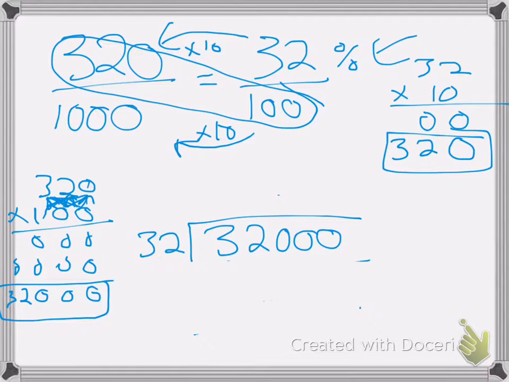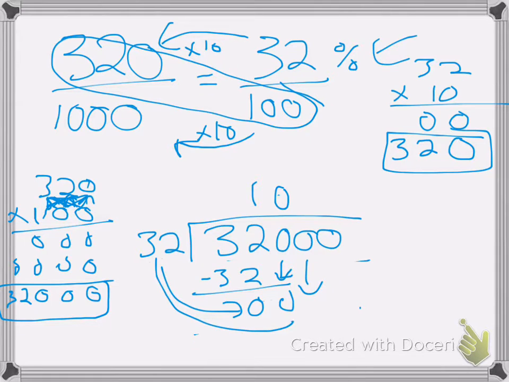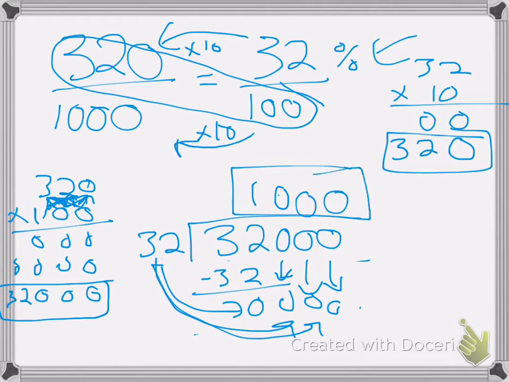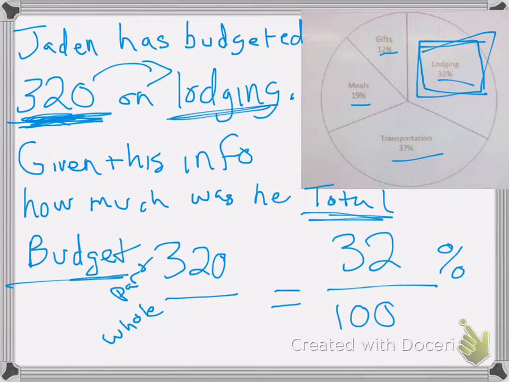32 goes into 32 one time. Subtract. You get 0. Bring down a 0. 32 goes into 0, 0 times. Bring down a 0. 32 goes into 0, 0 times. Bring down the 0. 32 goes into 0, 0 times. So you get 1,000 both ways. So she budgeted $1,000 for her total budget for this.